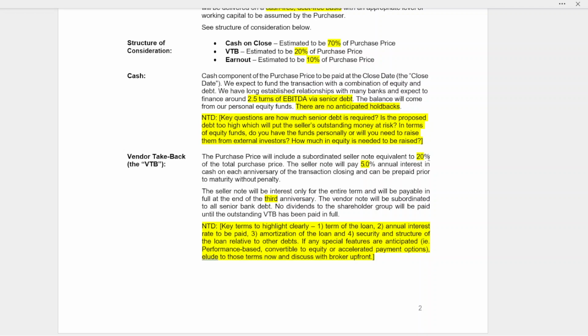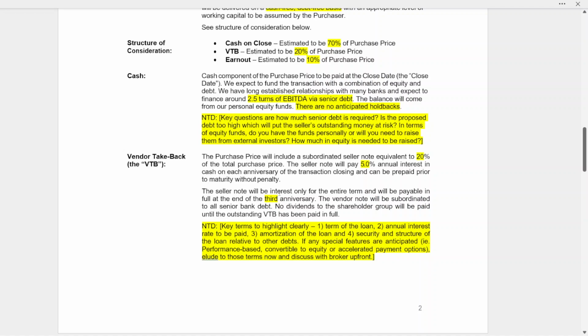So all that we really care about as business brokers at the EOI stage is the high level terms. What's the interest rate? Is it amortizing? Is it non-amortizing? What is the term of the loan? And how are you going to pay back the vendor note, the seller loan? And so they've clarified that here. The seller note will pay 5% annual interest in cash on each anniversary date of the transaction, and it can be prepaid prior to maturity without any penalty.